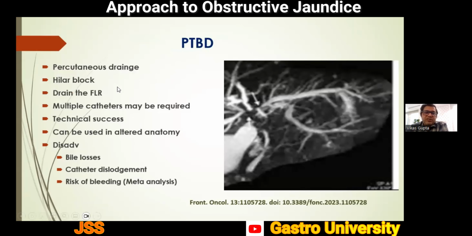PTBD, percutaneous drainage, is done usually if there is a block at the hilum, and we need to drain the future liver remnant, the part of the liver which we want to preserve, not the other segments which are atrophied. Sometimes we need to put multiple catheters, and this is technically more successful and can be used in patients who have altered anatomy like hepaticojejunostomy. The disadvantage is bile losses, dislodgement, and risk of bleeding, as has been seen in the meta-analysis.